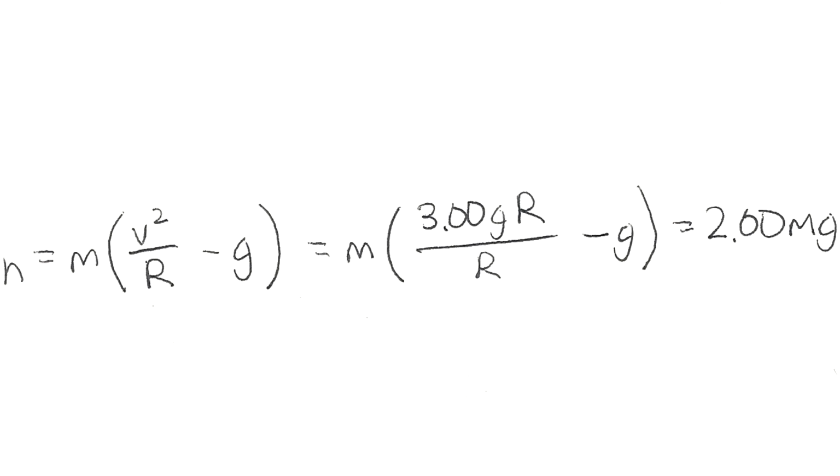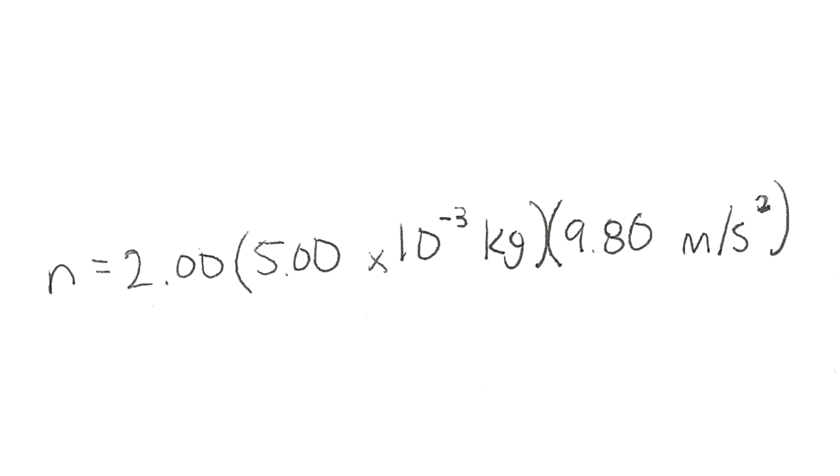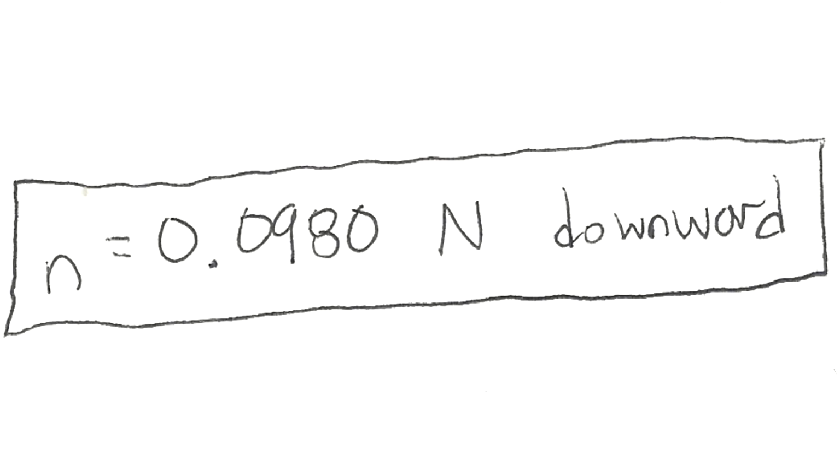When all of this is done, we get a normal force of 2.00 times the mass times the gravity. After that, we simply plug in the mass and the gravity so that the normal force is equal to 2.00 times 5.00 times 10 to the negative third kilograms times 9.80 meters per second squared. Finally, multiplying all of that out gives us a normal force of 0.0980 newtons in the downward direction. And that's how you solve Chapter 8, Problem 5.